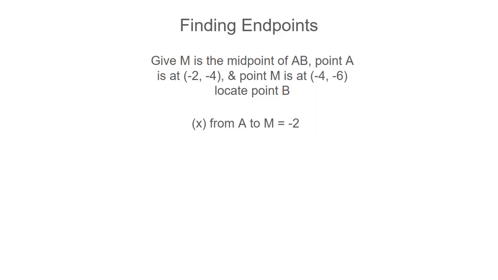Next, to find the difference in the y direction, we subtract -4 from -6 to get -2 once again. And now we add the differences to the midpoint coordinates to find the endpoint. So -4 plus -2 and -6 plus -2, which yields (-6, -8) as our answer. And as always, don't forget the parentheses.